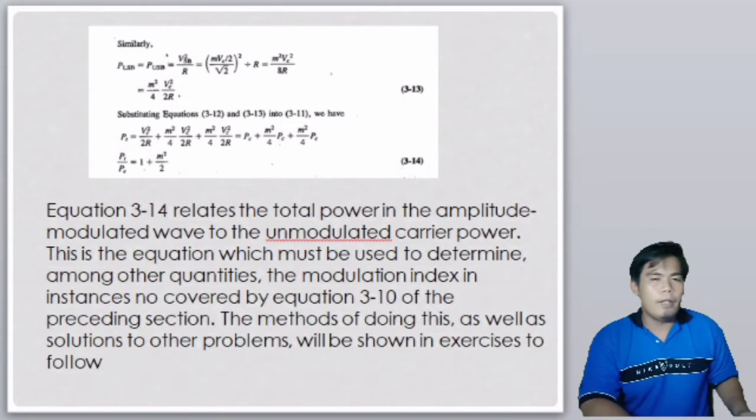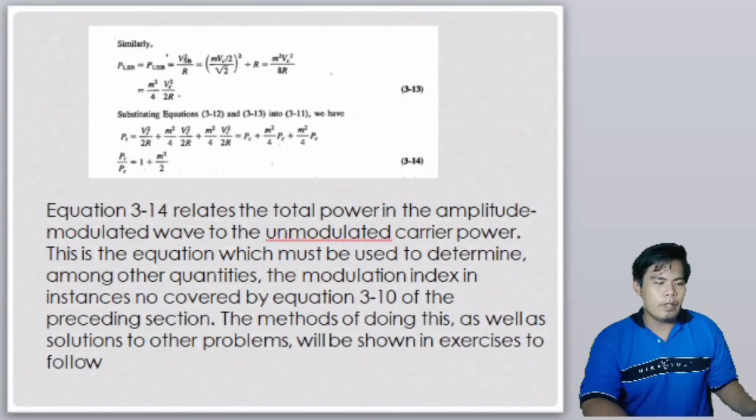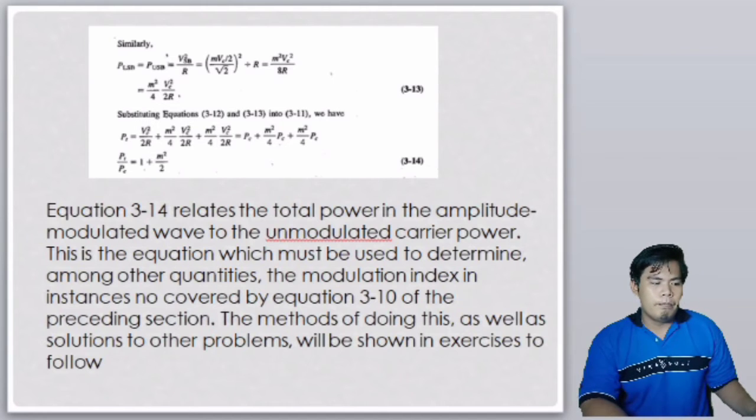Similarly, the power of the lower sideband is equal to the power of the upper sideband, which is equal to the voltage sideband squared over R, which is equal to M times the voltage carrier over 2, over the square root of 2, squared, divided by R, which is equal to M squared voltage carrier squared over 8R, which equals M squared over 4 times the voltage carrier squared over 2R.